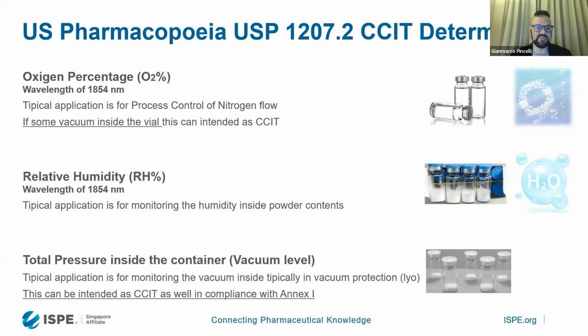So we use the same laser used for the humidity. Then in a special point of reading, when there is the absorption of the water, we can measure directly the total pressure inside of the container. And this is typically applied as a CCIT, for example, for lyo product. So for lyo product, you have the vacuum inside, and the laser has to measure a certain level of vacuum inside of the container. So few millibars, for example.